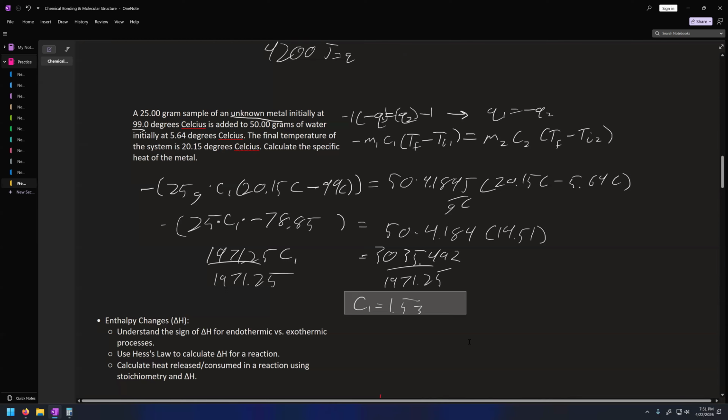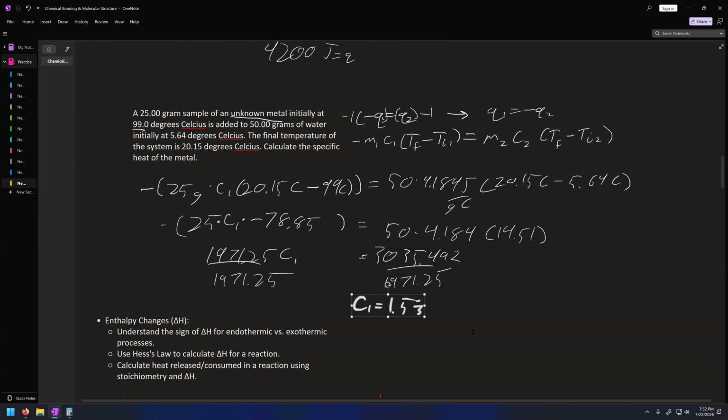Also, specific heat capacities by definition have to be positive values. Otherwise, it would imply that energy was spontaneously flowing out of this thing, making it hotter. That's not really how the universe works, unfortunately. And so if you end up with a negative value for your specific heat capacity, you've definitely done something wrong. Same thing applies for the masses in a problem like this. If you get a negative value for your mass, you've definitely done something wrong.